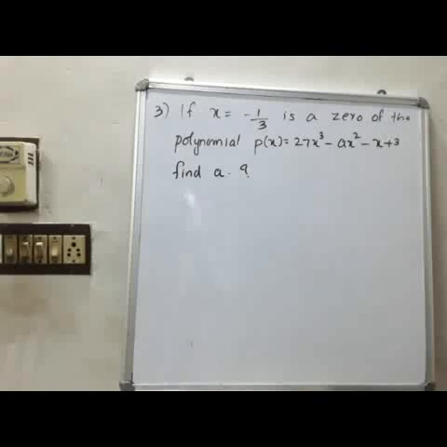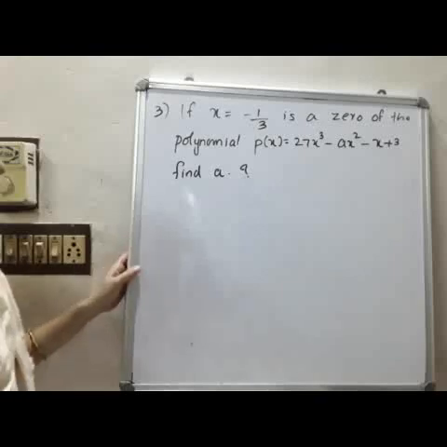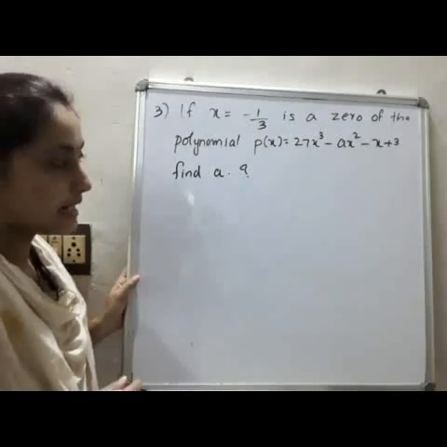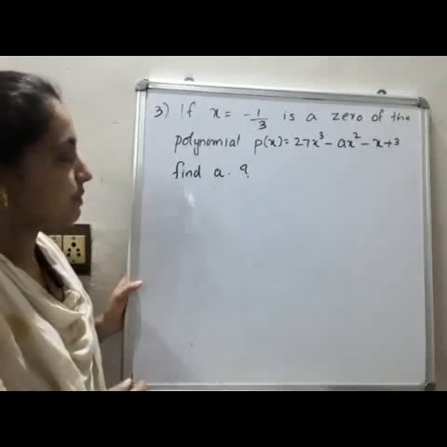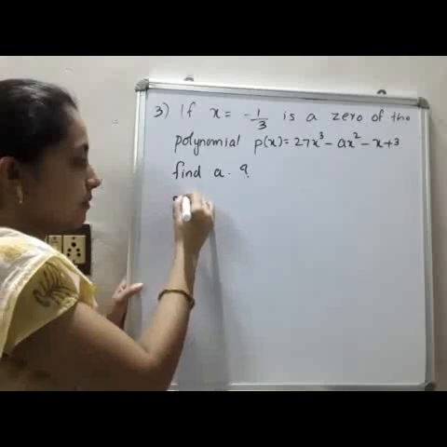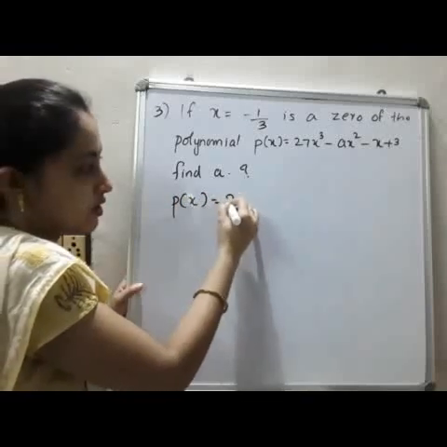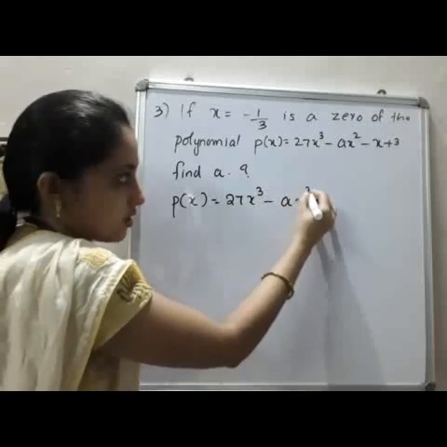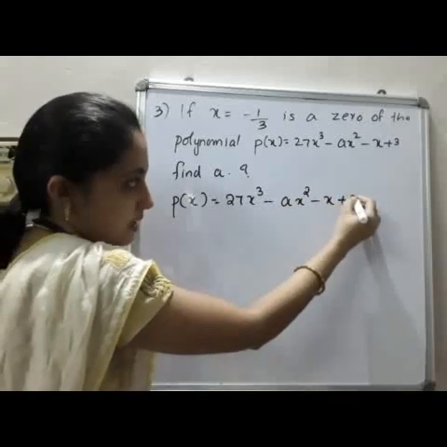Third question is, if x is equal to minus 1 by 3 is the zero of the polynomial p of x, 27x cube minus ax square minus x plus 3, you have to find the value of a. So what is the first step? P of x is equal to 27x cube minus ax square minus x plus 3.